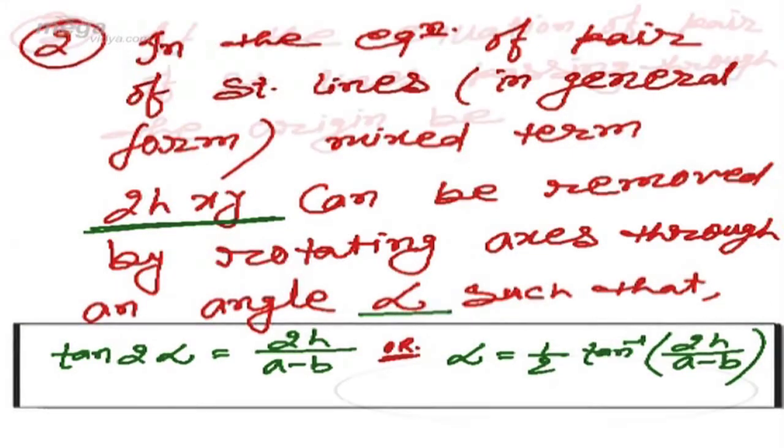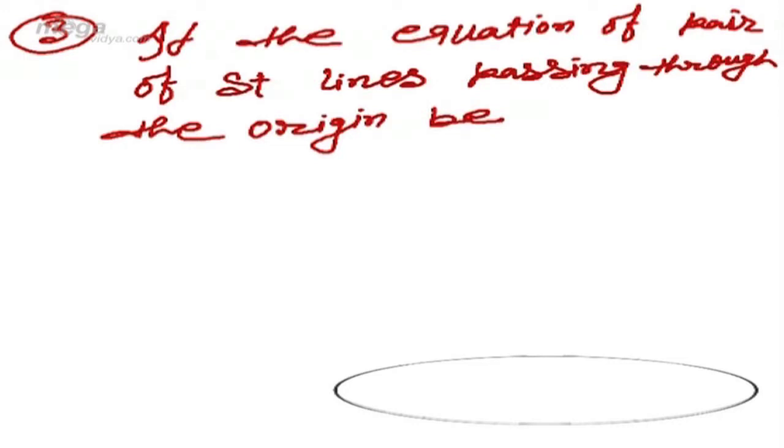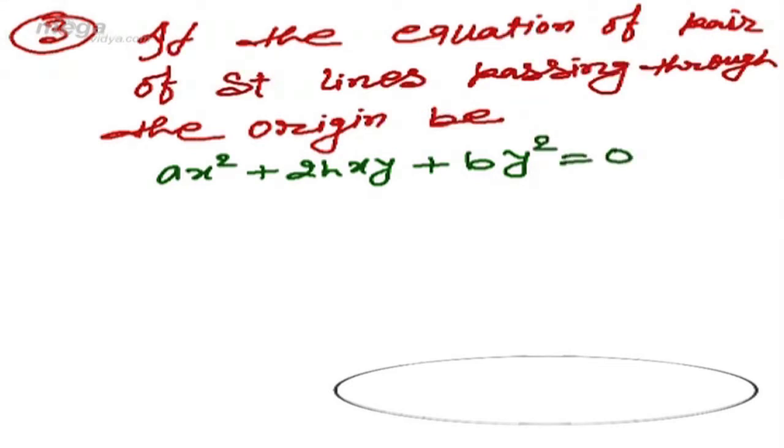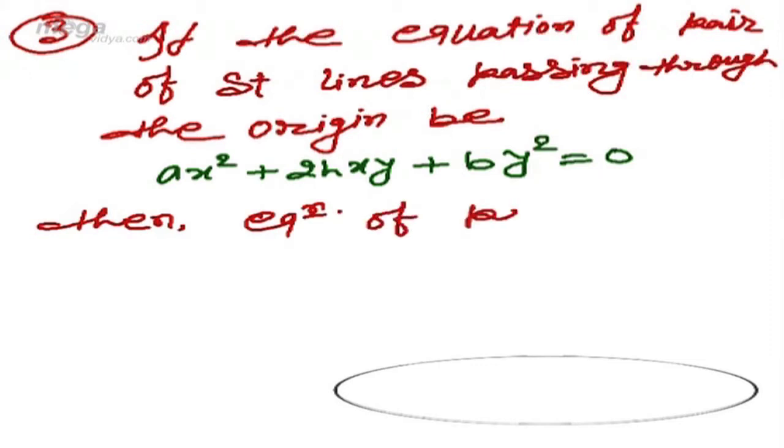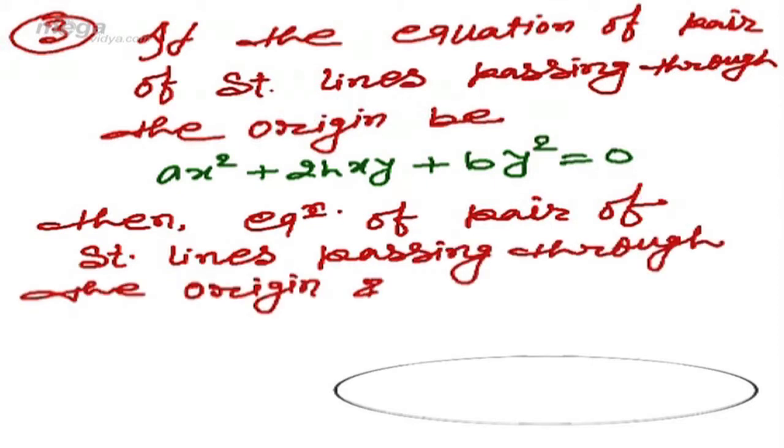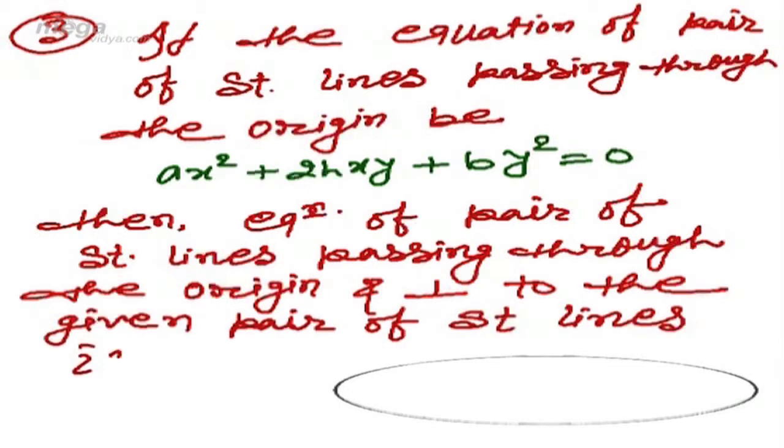Now the third is, if the equation of pair of straight lines passing through the origin is ax square plus 2hxy plus by square is equal to 0, then the equation of pair of straight lines passing through the origin and perpendicular to the given pair of straight lines is bx square minus 2hxy plus ay square is equal to 0.